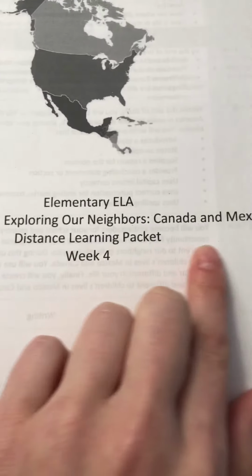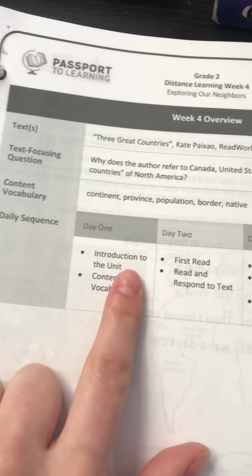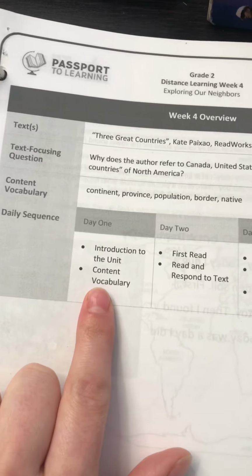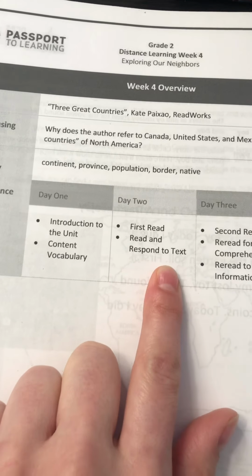But as you can see in the beginning, we start with the grade 2, unit 6, exploring our neighbors, Canada and Mexico. So the beginning is all your ELA content, and it gives you a nice unit overview and a week overview. So this tells you that day 1, all you have to worry about is the introduction to the unit and the content vocabulary. Day 2 is your first read and your read and response. Day 3 and day 4.